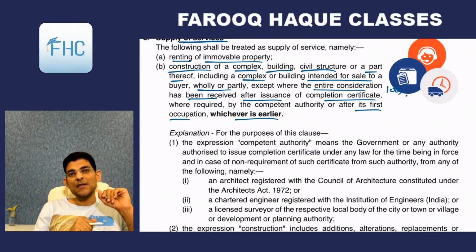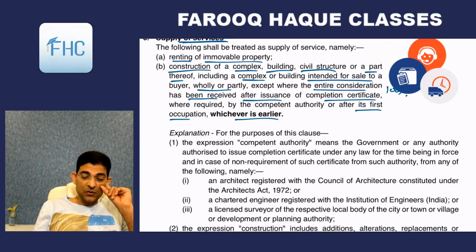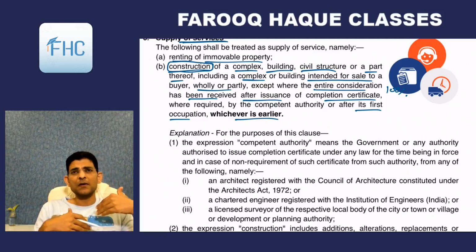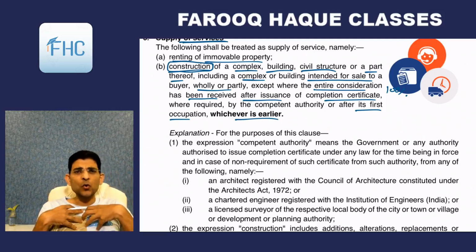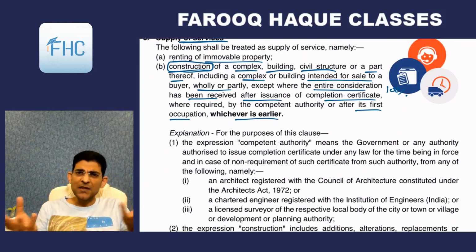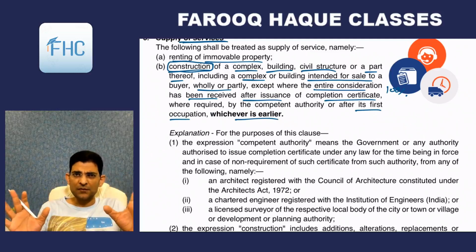So that is given there. See again, construction. So what is the name of the service? Construction service. So construction is the service of what? Complex building, civil structure or a part thereof. So first thing is simple, construction of complex. If I don't own the land, you own the land, you give me a contract to construct, I give you construction service, that is taxable. That is a pure construction service, fully taxable.